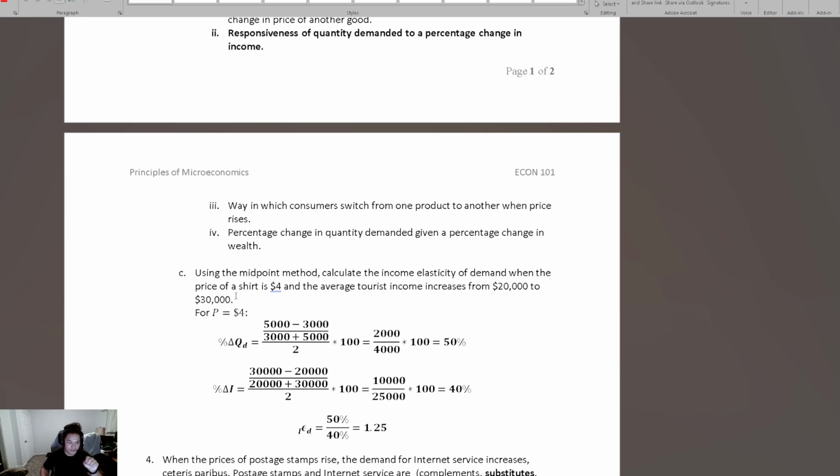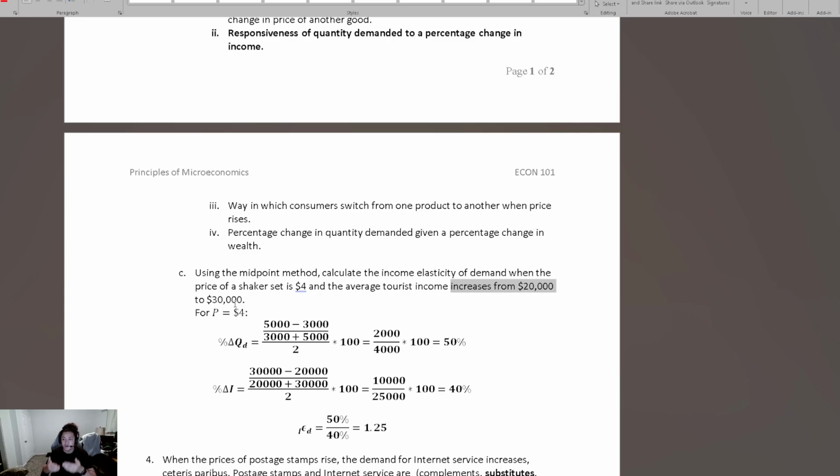Question C here does the same thing. So use our midpoint method and, oh sorry, this should actually correspond, and I'll fix this for your shaker set. But let's calculate this income elasticity of demand when the price of a shaker set is $4 and income increases from $20,000 to $30,000. Once we see that income's changing, that already signals to us that we're doing income elasticity. So we shouldn't be using price elasticity here.